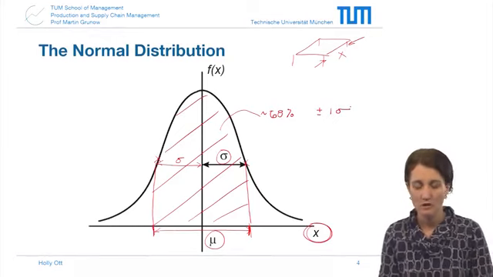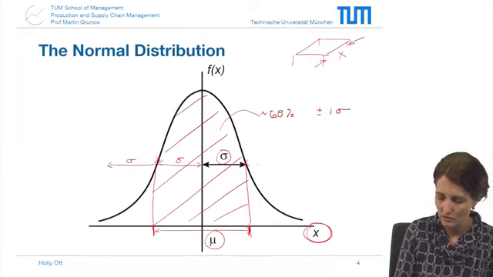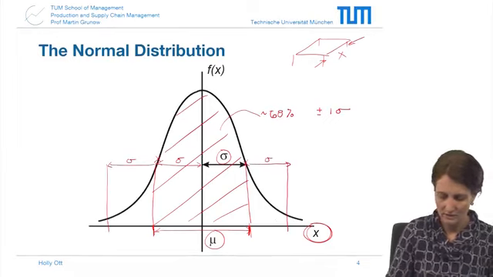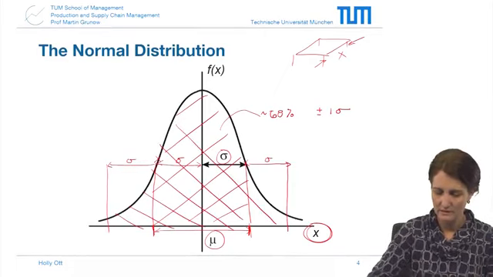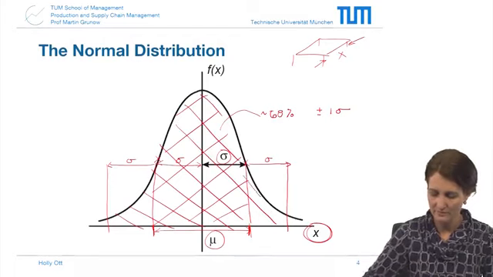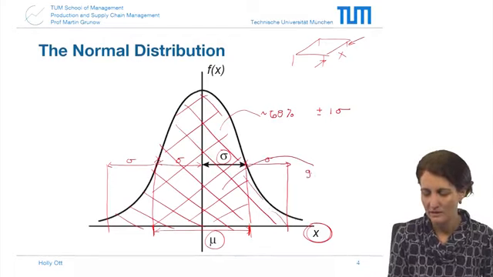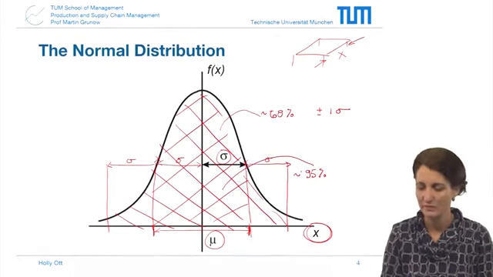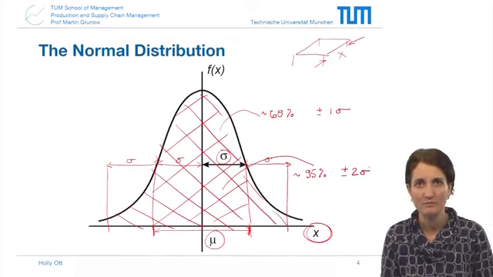We said as well that if we went out to 2 sigma from the mean, and we looked instead at this entire area, we would find out that about 95% of all our tabletops would be within plus or minus 2 sigma of the mean.